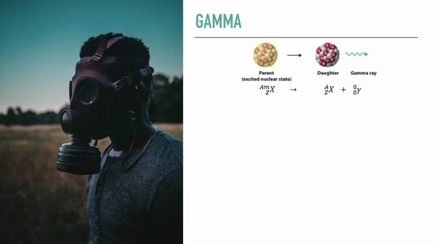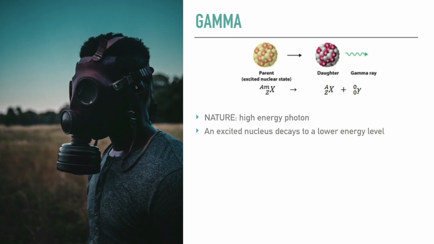Moving on to gamma, our final type of radiation. Gamma is not actually a particle, it's a high energy photon. You'll have heard of gamma radiation when you studied the electromagnetic spectrum. So we've got radio waves, microwaves, infrared, visible, ultraviolet, X-rays, and gamma rays. And gamma rays are photons at the highest energy of the electromagnetic spectrum.